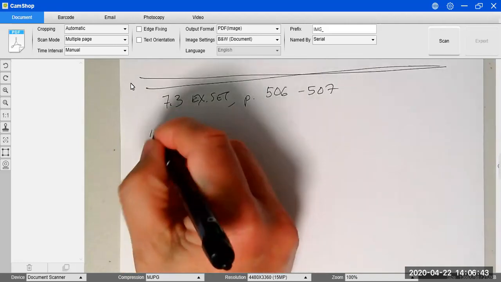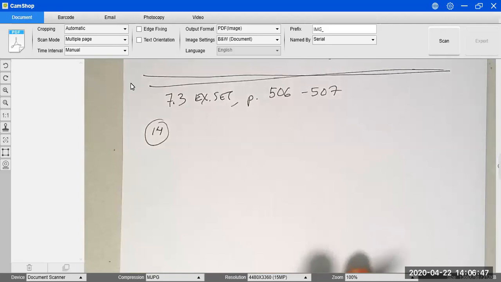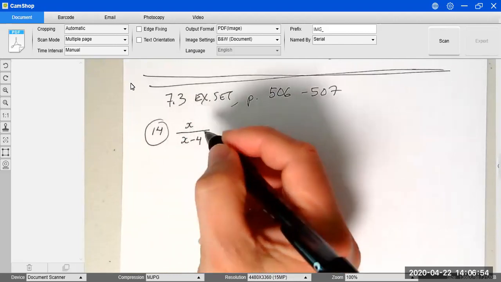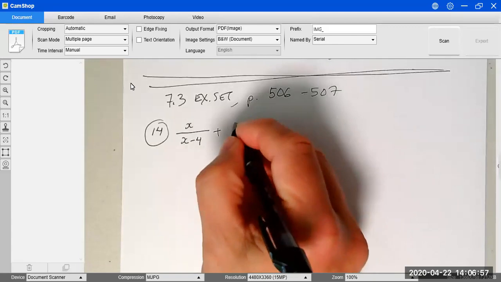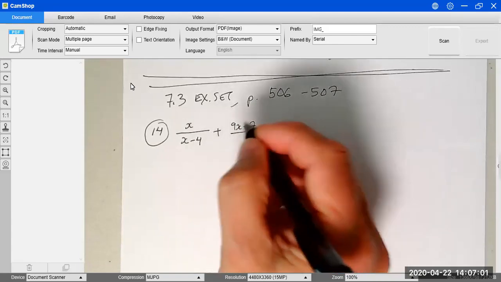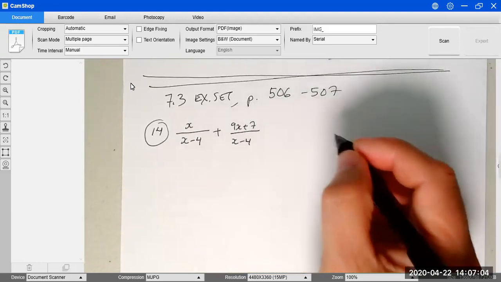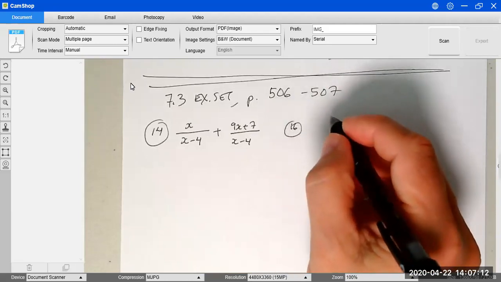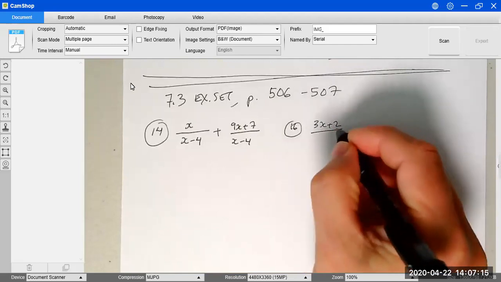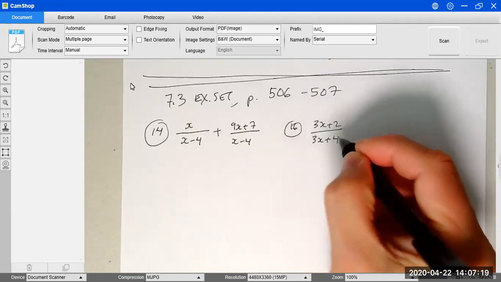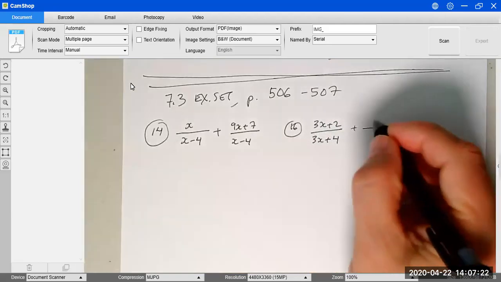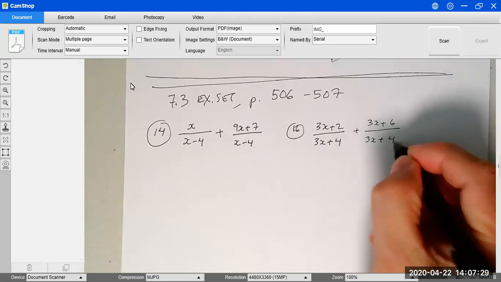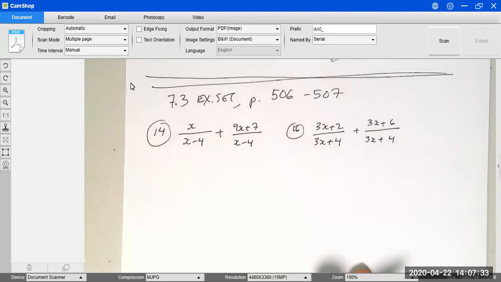You're going to start with problem 14. So it's just an addition. So you have x over x minus 4 plus 9x plus 7 over x minus 4. Then we have problem 16. It's another addition. 3x plus 2 over 3x plus 4 plus 3x plus 6 over 3x plus 4.